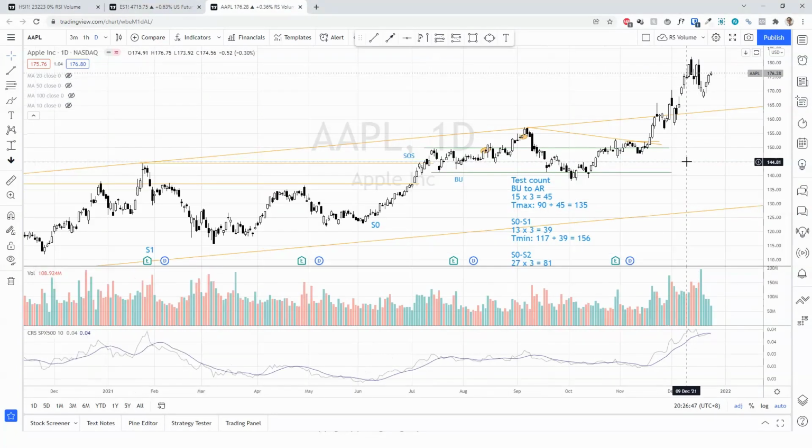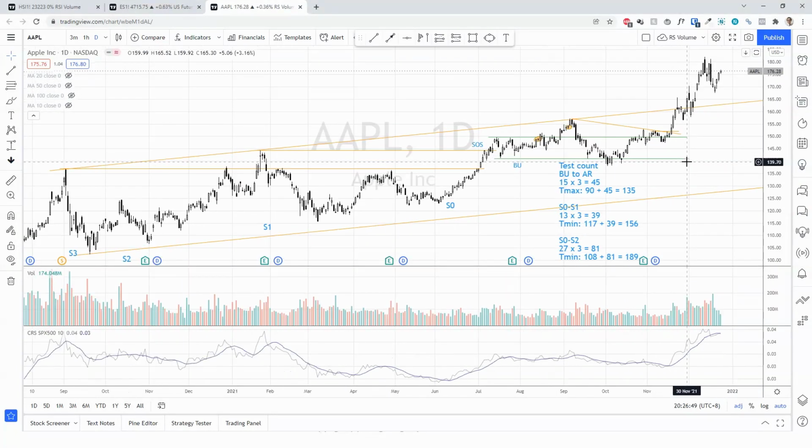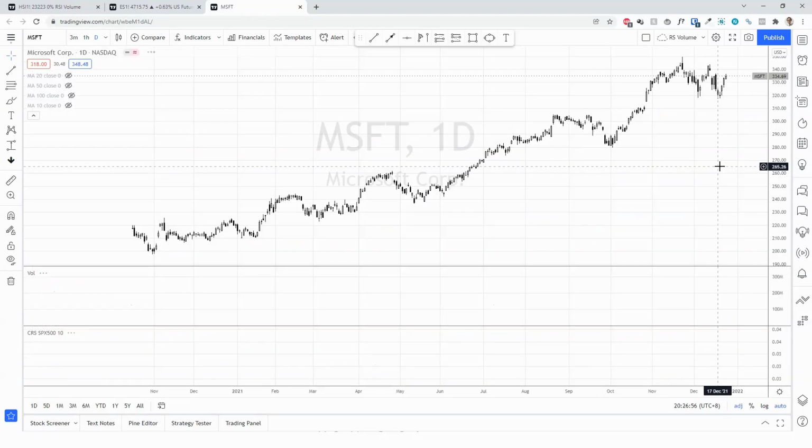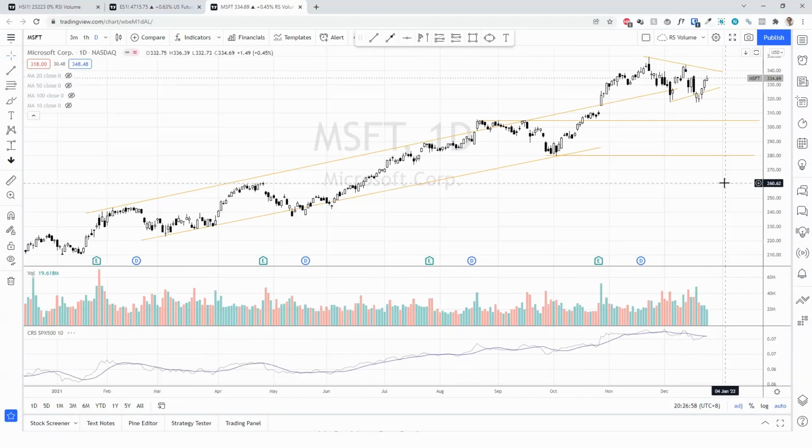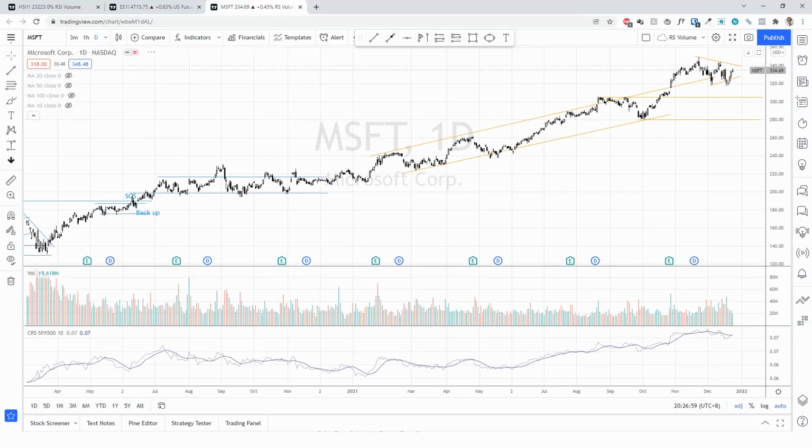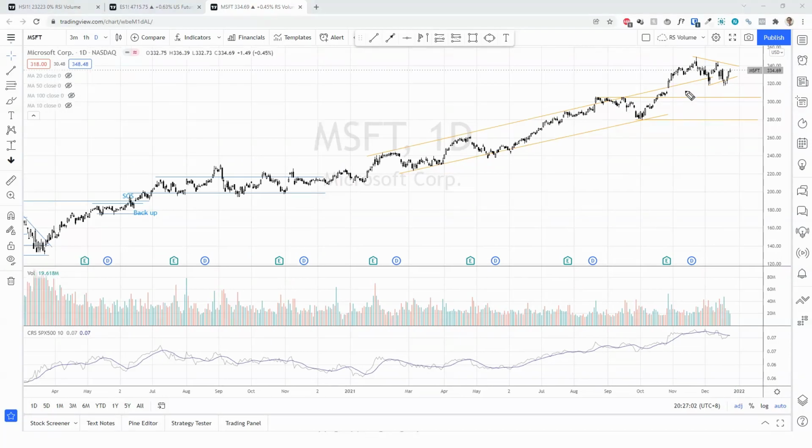And I think Apple is one of the important stocks that is supporting both the S&P 500 and the Nasdaq. So next one, Microsoft. Microsoft, you can see, doesn't really have much correction. It's a very mild pullback, and that's after a very significant run-up.